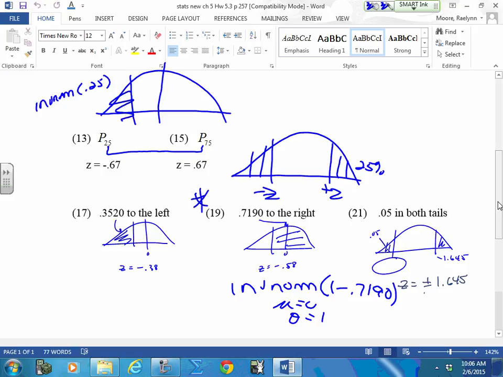Now another way to do this is if you did an inverse norm on this, obviously it's way over here. It's going to give you a positive, right? Just take the negative of it because your curve is symmetric. The 0.05 in both tails, well, if it's even on both ends of your curve, they have to have the same z-score. One negative, one positive. So you just look up your negative side. Inverse norm, 0.05. That'll give you your negative 1.64 or 1.65, whatever you did. And then you know you have the positive one. Good?